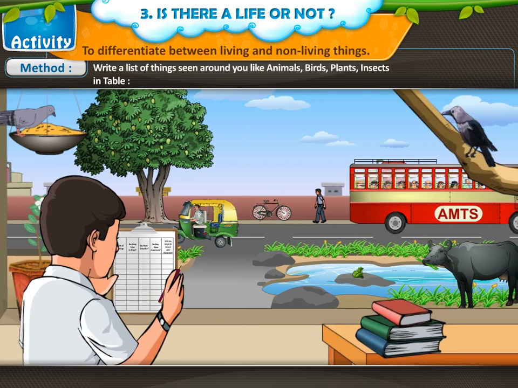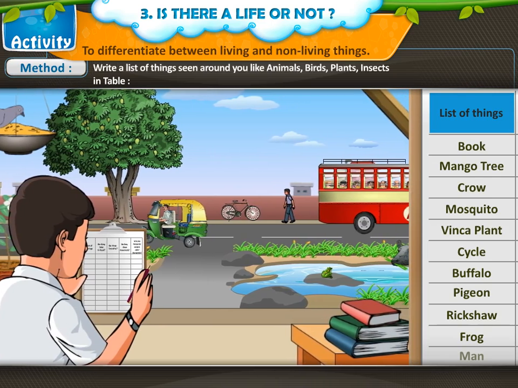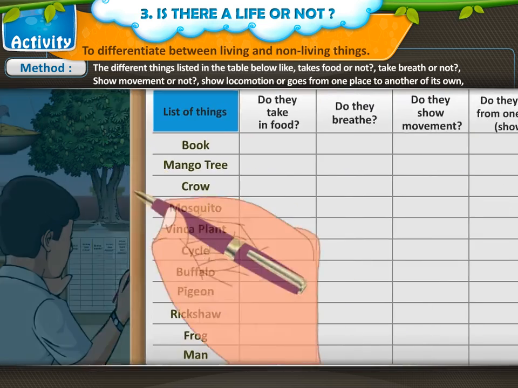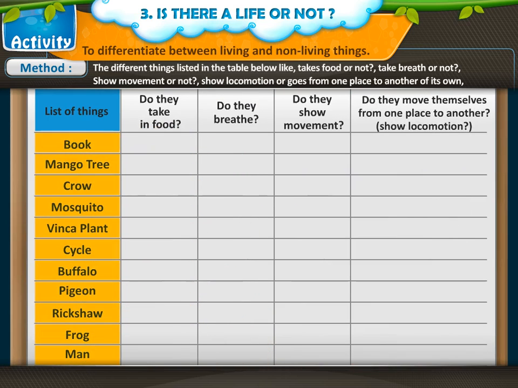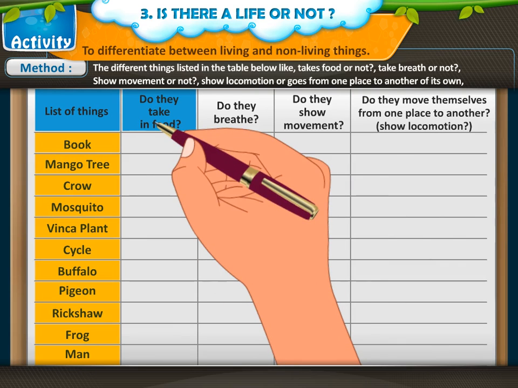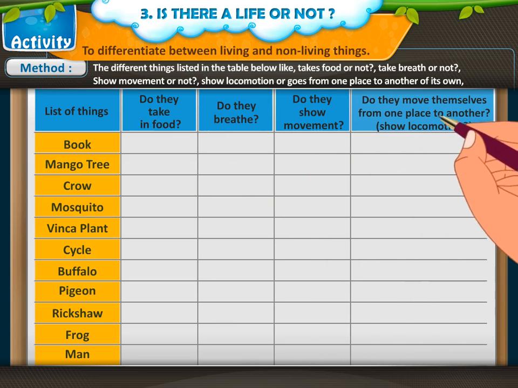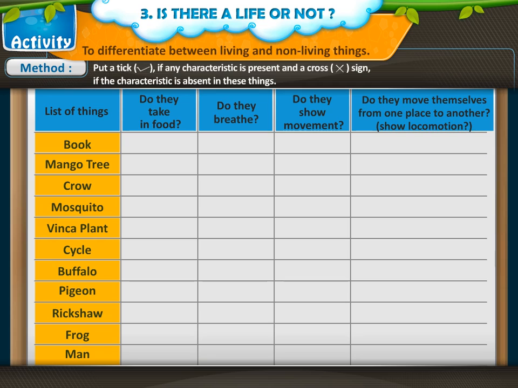Method. Write a list of things seen around you, like animals, birds, plants, insects, in a table. The different things are listed in the table below, like takes food or not, takes breath or not, shows movement or not, shows locomotion, that is, goes from one place to another on its own. Put a tick if any characteristic is present, and a cross sign if the characteristic is absent in these things.